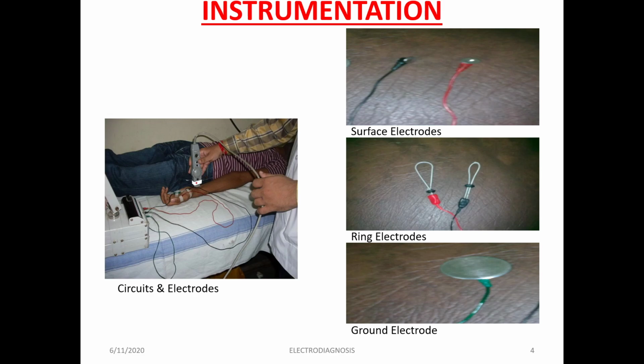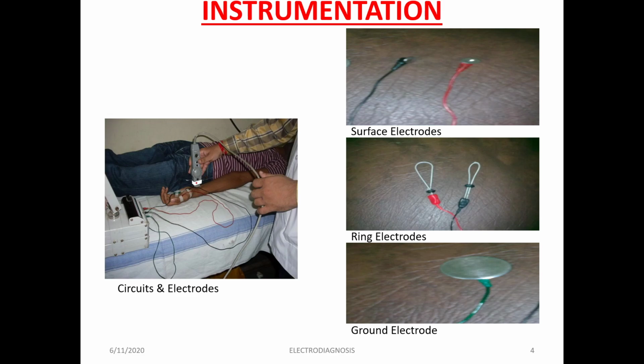So these are the introduction to this instrumentation. In short, it has the stimulating electrode, the recording electrodes, and the ground electrode. Surface and ring are either-or. Either you can use surface or you can use ring. Both cannot be used simultaneously in ordinary NCV.